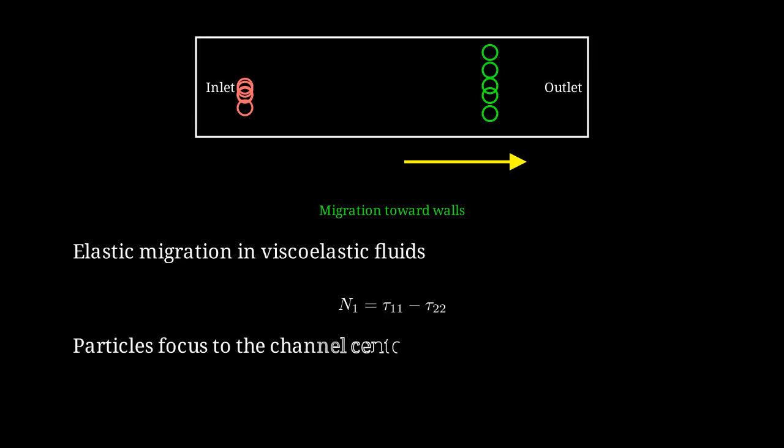The amazing result is that particles migrate toward the channel centerline. You get single-file particle trains along the center of the channel. This is called viscoelastic focusing.